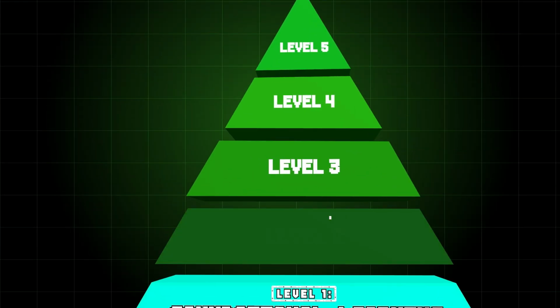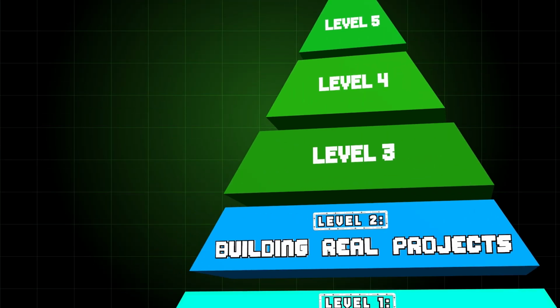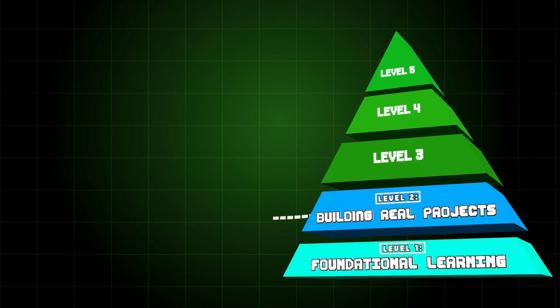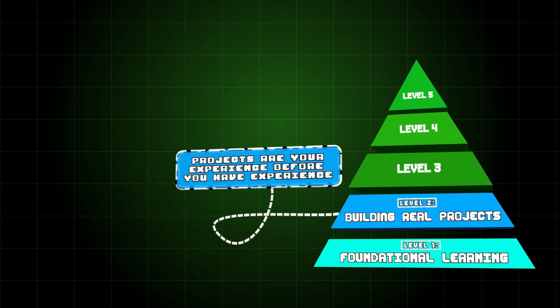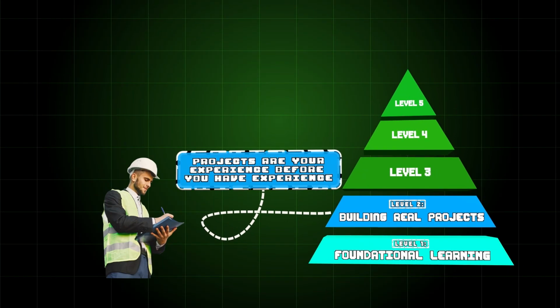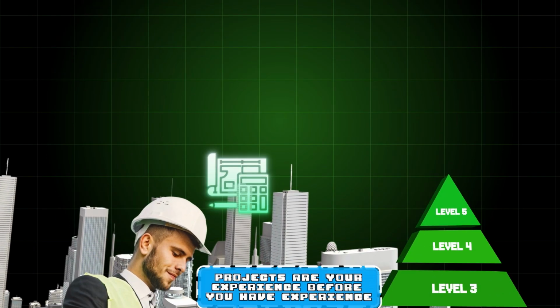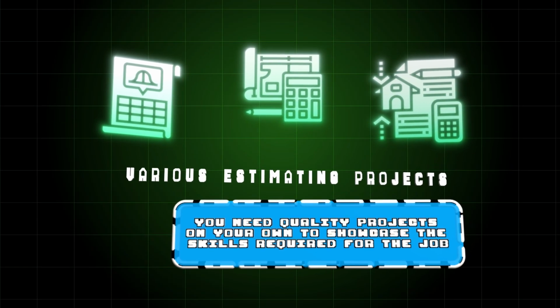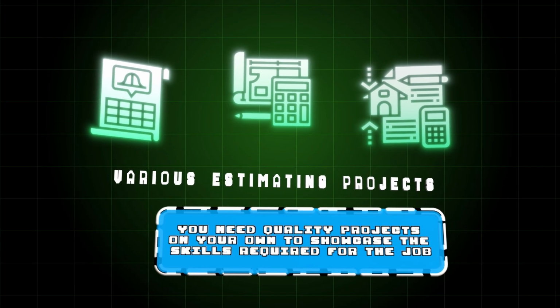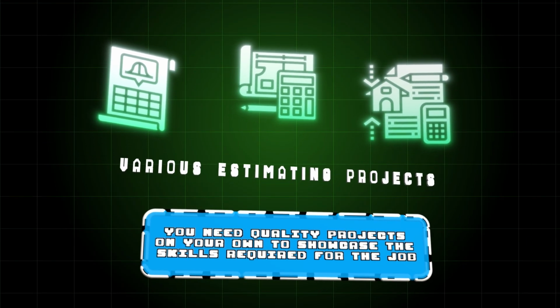Once you're comfortable with the basics, it's time to move to level 2, building real projects. Those baby projects from level 1 don't count going forward. Projects are your experience before you have experience. When you're a full-time estimator, your day-to-day work is various estimating projects. Before you get employed, you need quality projects on your own to showcase the skills required for the job.